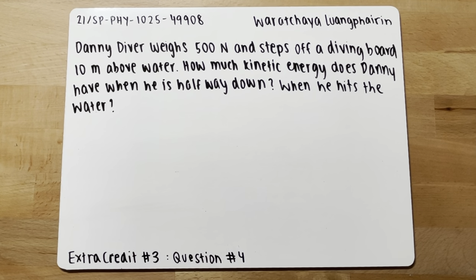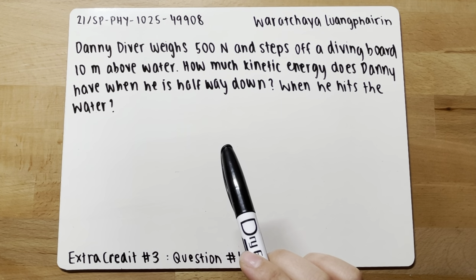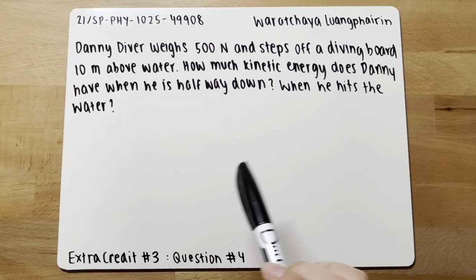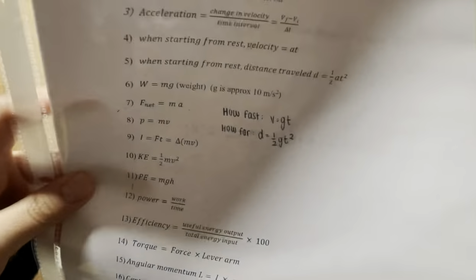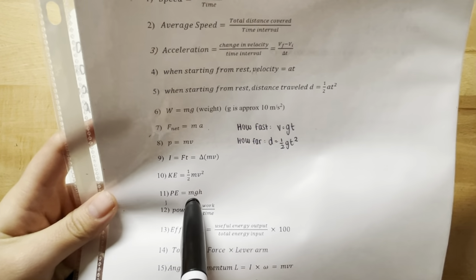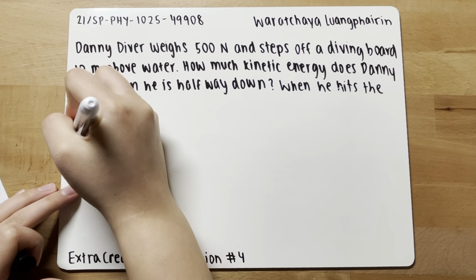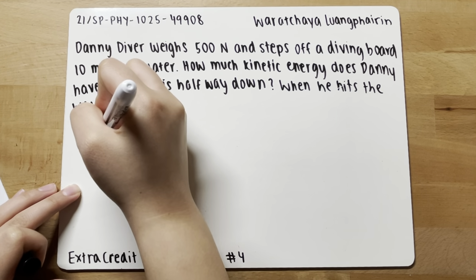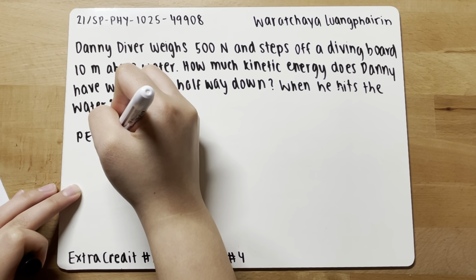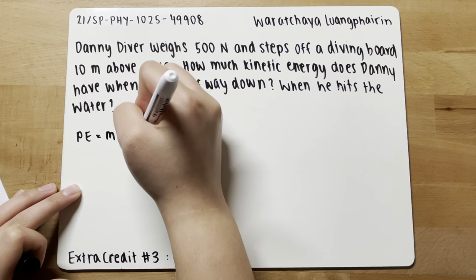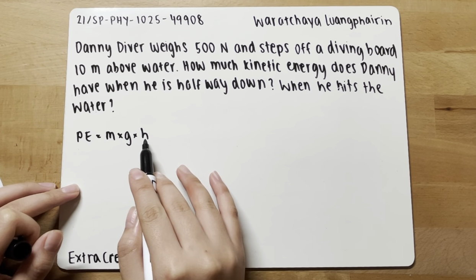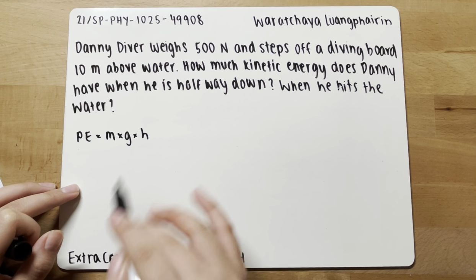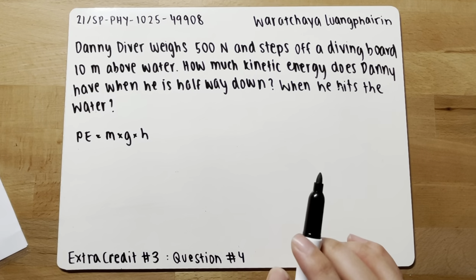So, when Danny hits the water, his kinetic energy equals his potential energy. Therefore, we could use this equation over here on the formula sheet for potential energy. So PE is equal to M times G times H. M being the mass, G being the acceleration due to gravity, which is 10, and H being the height, also known as distance in this case.